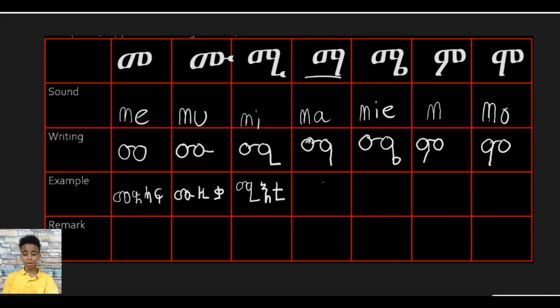Our fourth letter is the letter Ma. And the example we have for the letter Ma is My. My means water in English. And if you wanted the word my in a sentence, you could say, if you wanted to say I'm thirsty, you would say my tsami'a.